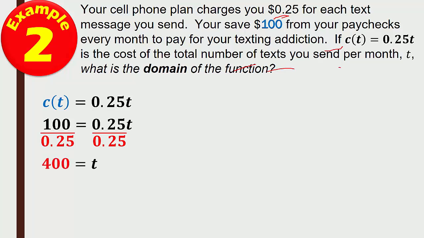So you can send 400 texts, and we don't just say, okay, t equals 400. We write it like this because you can send less than 400 texts if you want. So 0 is less than or equal to t, which is less than or equal to 400. You've got to make sure that you do this extra step to go from here to here. If you don't, it's not going to be right.